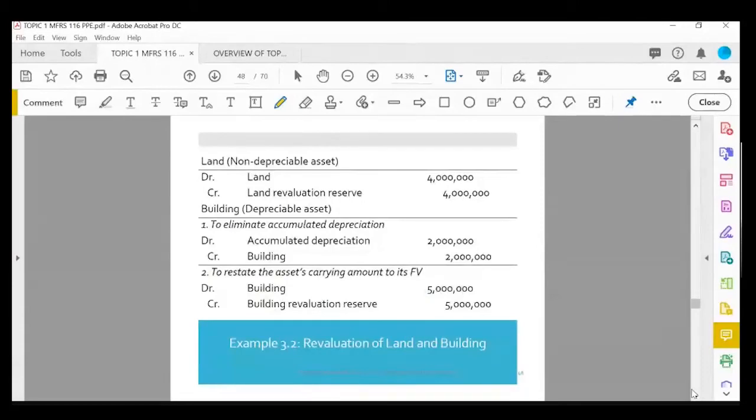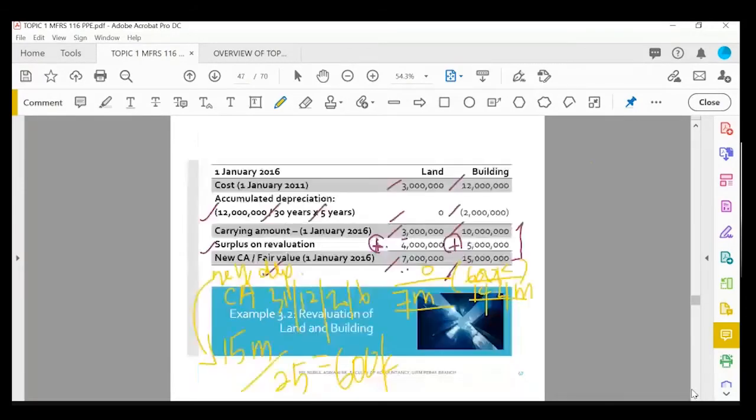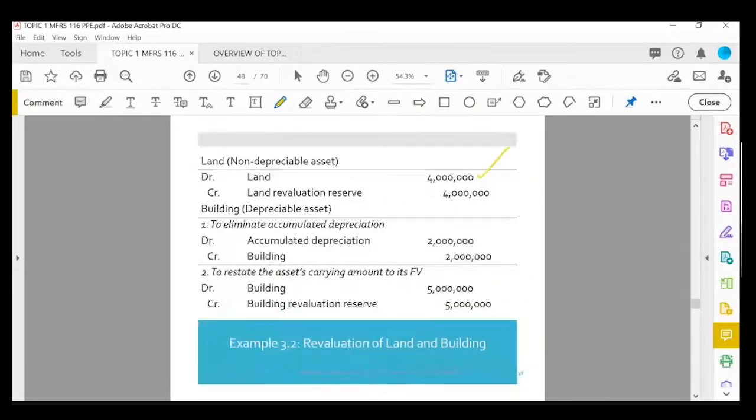Journal entry for year ended 31st December 2016. So no problem with non-depreciable asset. Whatever amount that we have recognized as a surplus, we are going to add to the asset account. So debit land 4 million. Why 4 million? Look again at the computation that we have prepared here. The surplus on revaluation that we have identified is 4 million. So debit land 4 million, credit land revaluation reserve 4 million. That's it for non-depreciable asset.